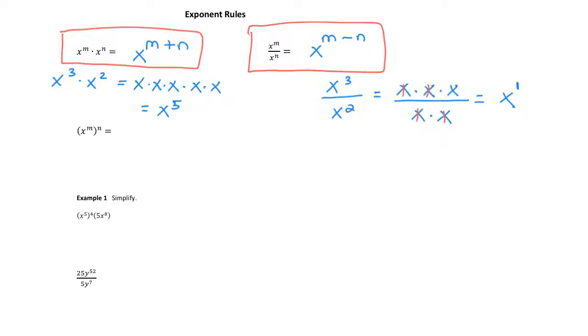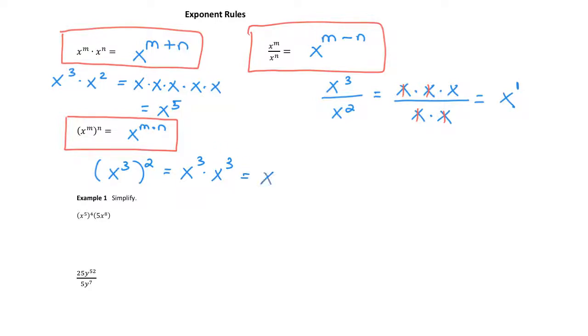The last rule we have here, x to the m to the nth power, is multiply the 2 exponents together. And perhaps just a quick justification of this. If you had, let's say, x cubed squared, by definition, if you square something, that means you write it out twice. So we have x cubed times x cubed. But that just takes us back to this previous rule here, where I have an x cubed times an x cubed, and I can now add those 2 exponents to give me x to the 6th.